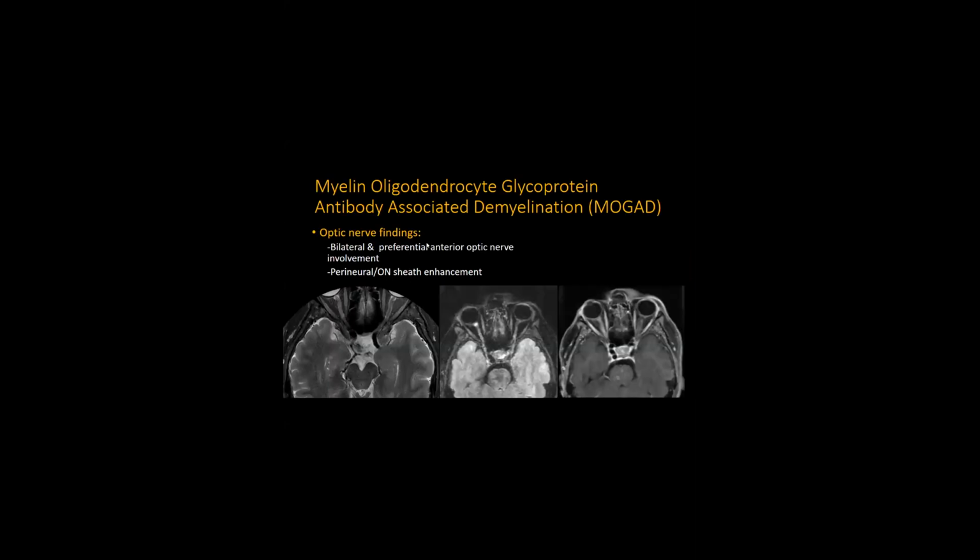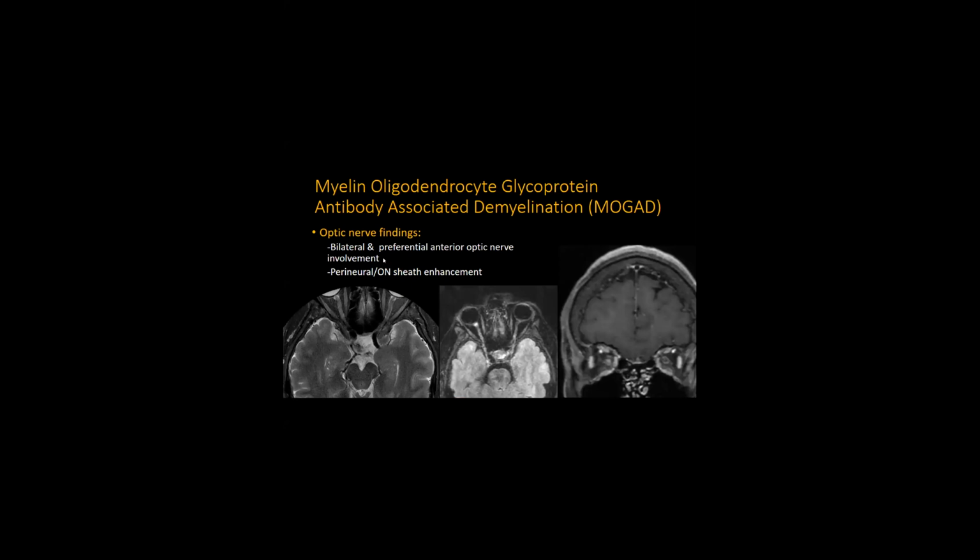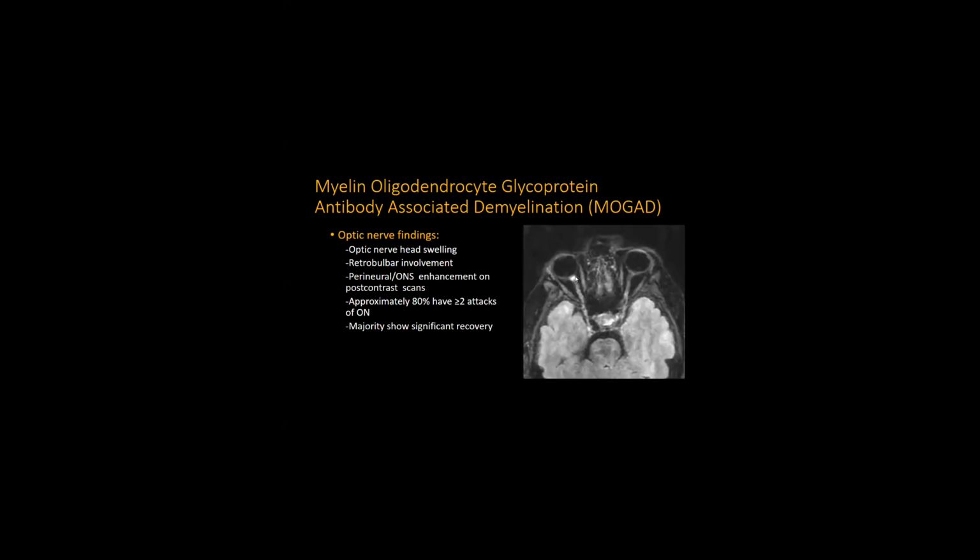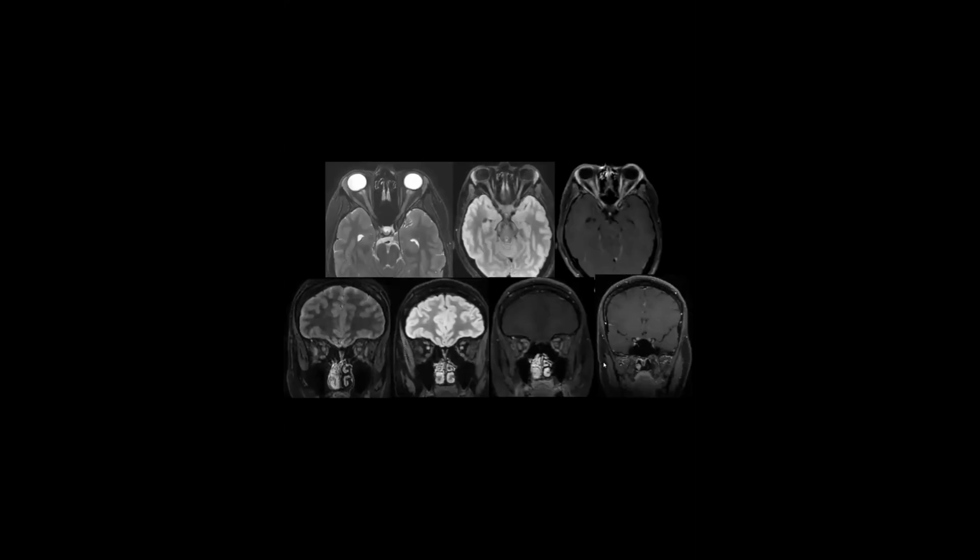So what do you see in the optic nerves? There's bilateral involvement, but unlike the NMOSD, there's more anterior involvement of the nerve. The chiasm is typically not involved like we've seen in the NMOSD. So here's an example. You see thickened and hyperintense optic nerves, again on the FLAIR. Typically also what you see is, let me just scroll through this one, the optic nerve head swelling, very classic, retrobulbar involvement. And then you see this perineural enhancement.